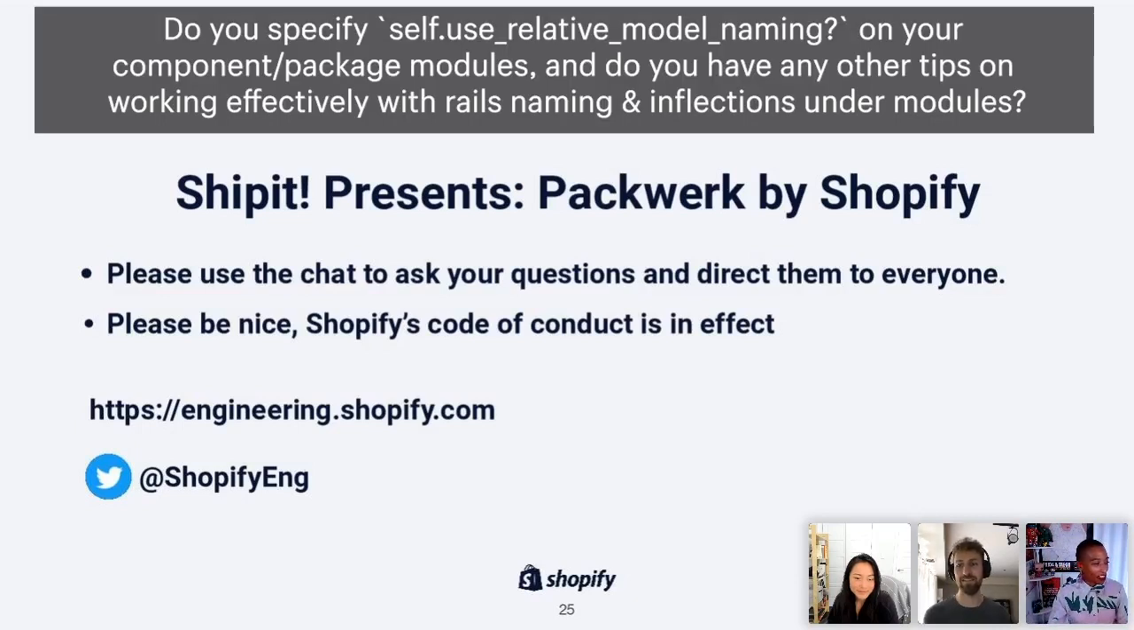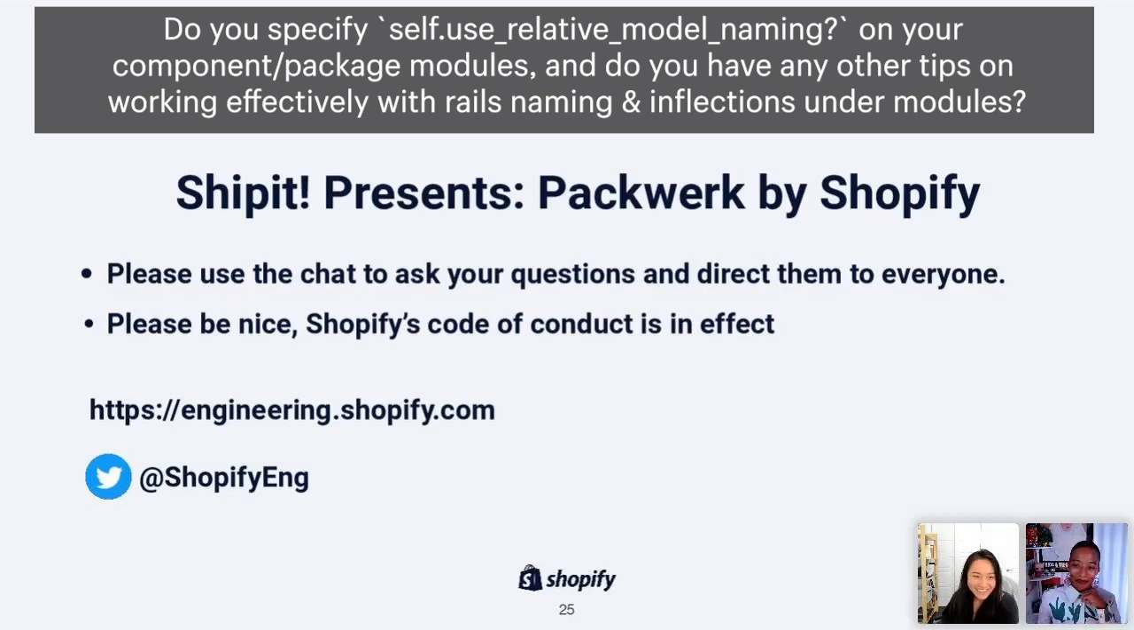Our next question is, do you specify self.use relative model naming on your component/packages modules? And do you have any other tips for working effectively with Rails naming and inflection under modules? I'm not quite sure I understand the question. Do you specify what exactly? It's called. There it is. Yes. Sorry. I don't know how I can do these in English very well. These constant naming things. But the question is there. So hopefully that clears it up, so you can come up with a good answer.